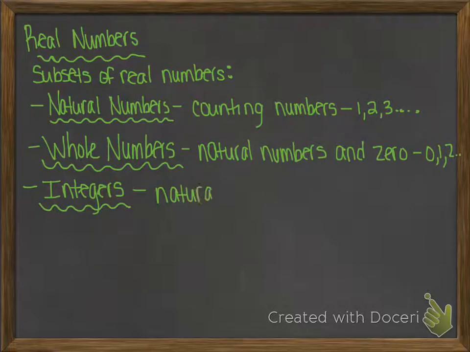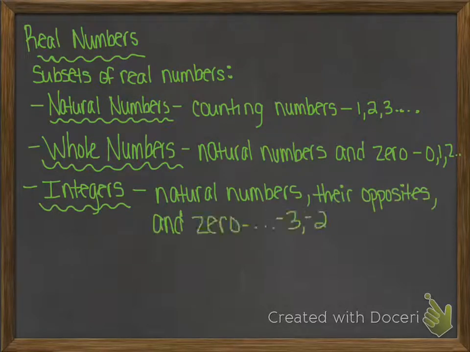Next subset is integers. We can think of these as natural numbers, their opposites, and 0. Sometimes you can hear the definition of integers as positive and negative whole numbers. Kind of works, however, you can't have a negative 0. So I really like this better: natural numbers, their opposites, and then 0. So integers, the dots before the -3 mean you continue forever in the negative direction. -3, -2, -1, 0, 1, 2, and 3, and so on.